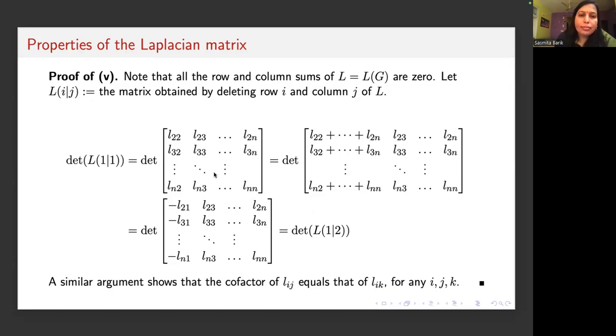This result is true also for any matrix which has row sums and column sums equal to 0. So you can show that the cofactors are all equal, and LG satisfies that. So LG has all the cofactors with equal value. If I look at the cofactors, they are determinants of some matrix of LG, and LG is an integer matrix. So if I calculate the cofactor, that will give me some integer. All the cofactors are the same, but that will come out as some integer.